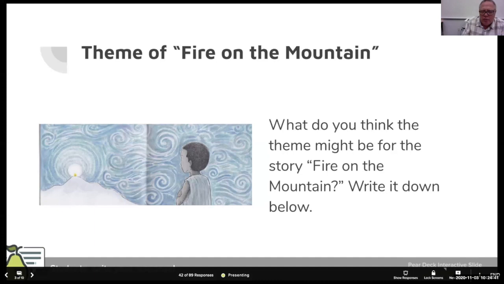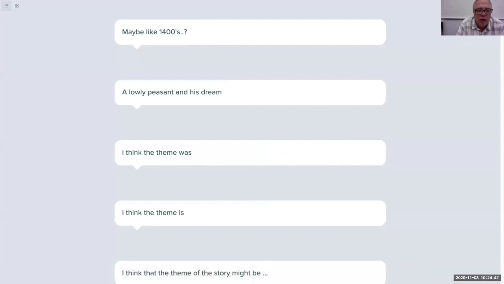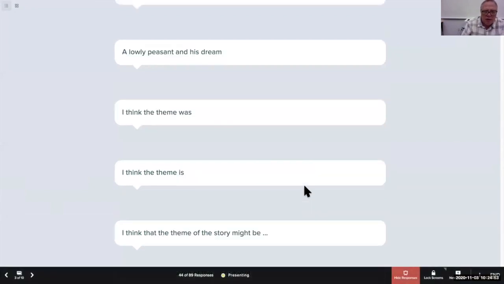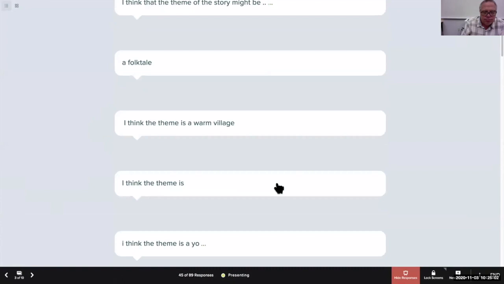Well, let's look at them together and see what we have. Maybe like 1400s. I don't understand that one. A lowly peasant and his dream. Okay. A folktale, that's the genre. Okay. A warm village.